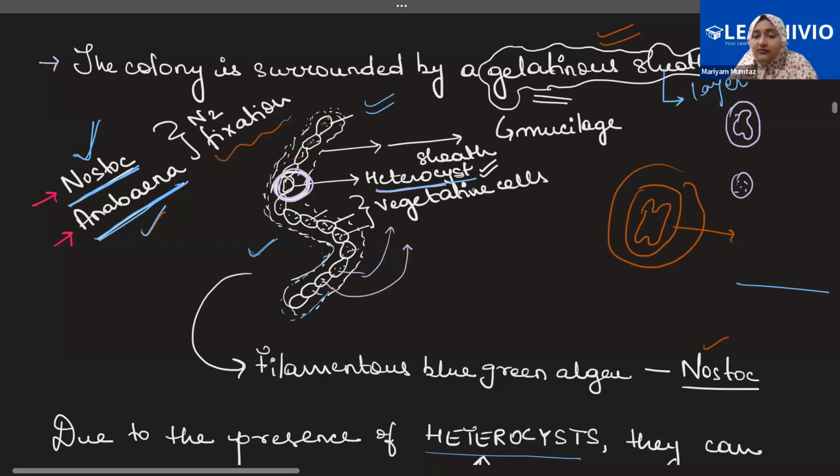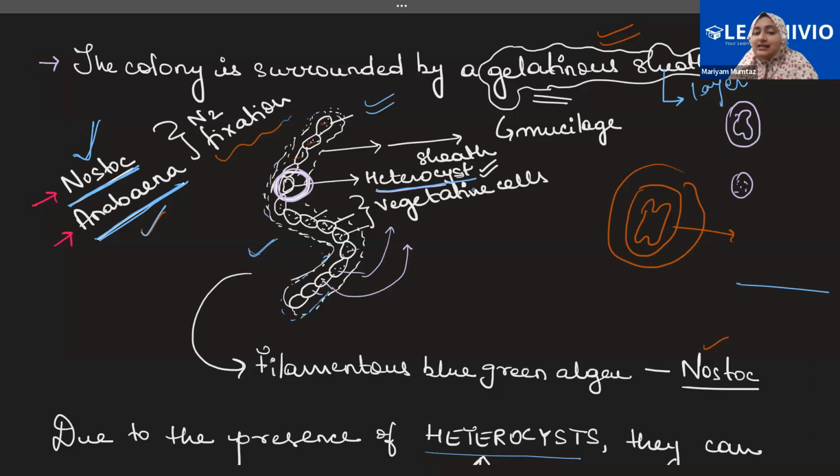Now, nostoc is a filamentous blue-green algae, or a filamentous cyanobacteria. And as I said, whether it is filamentous or colonial, it will have a gelatinous or mucilage layer surrounding. Now, nostoc can do nitrogen fixation because it has a special cell for it in its body, and that cell is known as heterocyst.